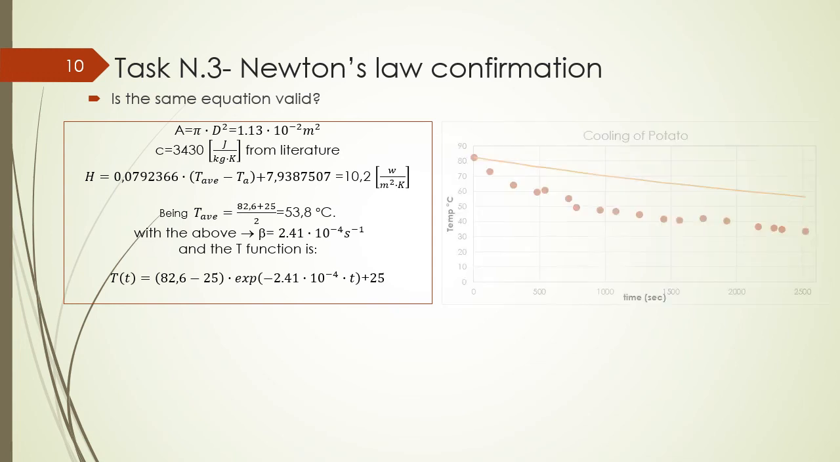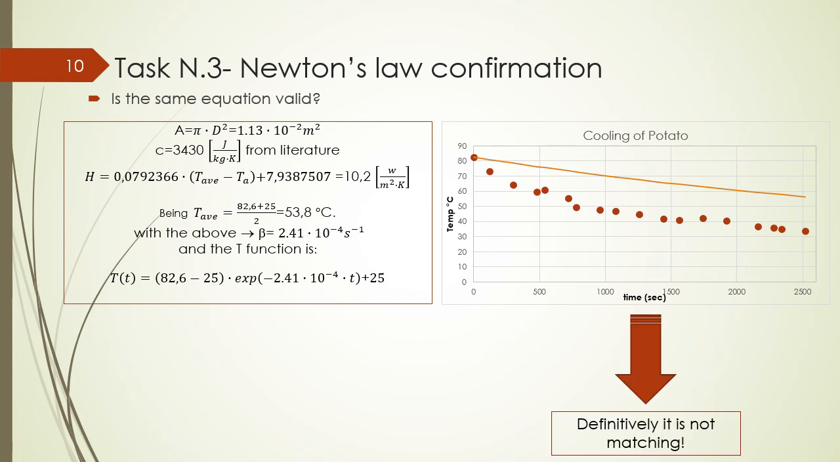If we compare the experimental data, which are the red spots, with the calculated formula, which is the orange line, we see that they are not matching. The orange line is always lying above. It means the potato would have taken much more time to cool down. So it is not matching. Why is it not matching? We'll see in the next presentation.